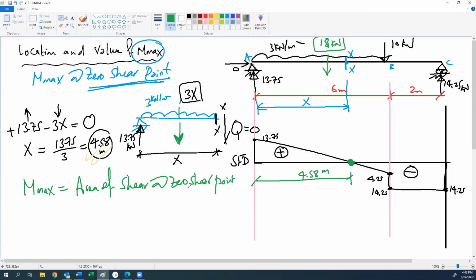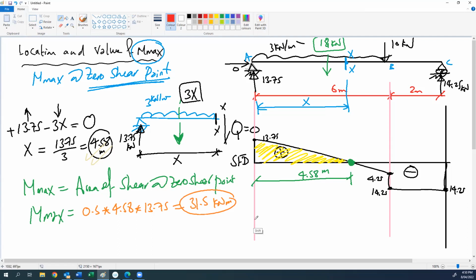How much is the area of shear, or the Mmax value? The Mmax value will be the area of this yellow triangle, which will be 0.5 times the base, 4.58, times the height, 13.75. We get the maximum moment as 31.5 kilonewton meter.